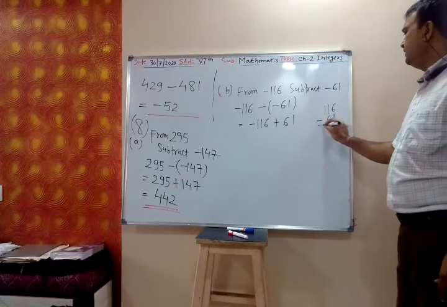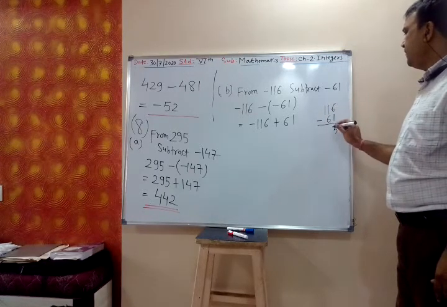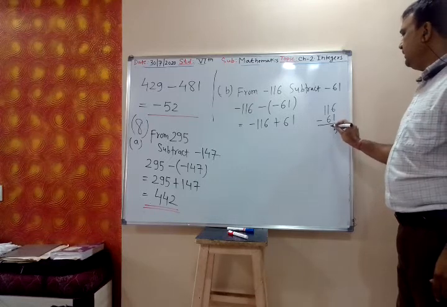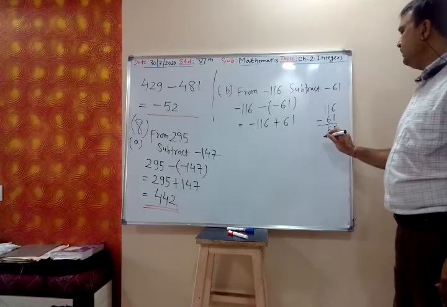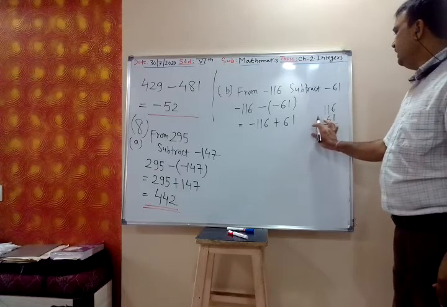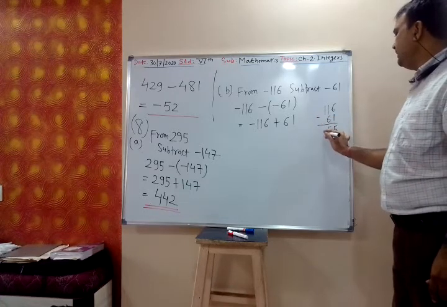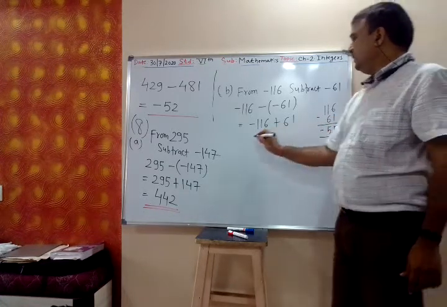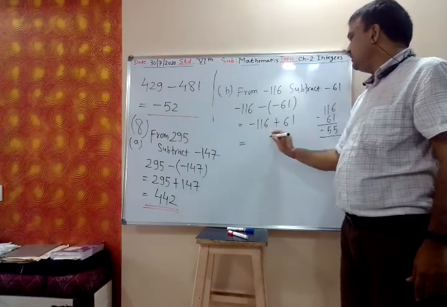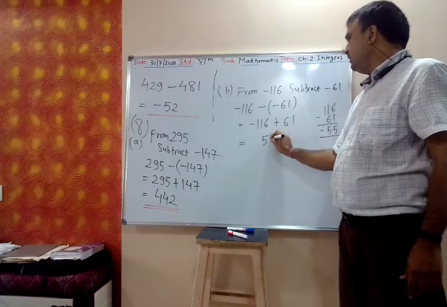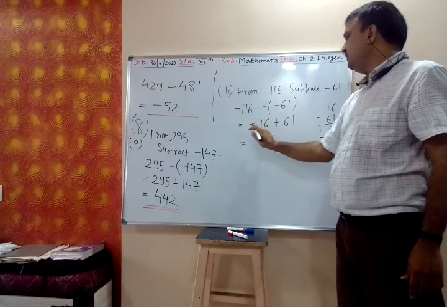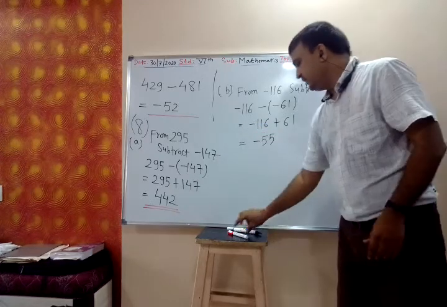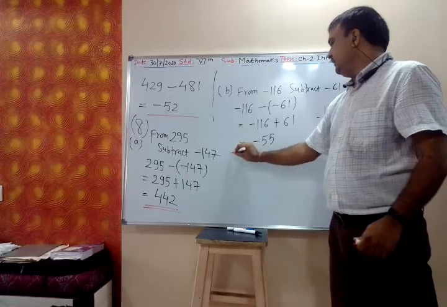61, we have to subtract. 6 minus 1 is 5. Then 11 minus 6 is 5. Answer is minus 55. So 116 minus 61 is 55. Which number is bigger? 116. What is the sign of that? Minus. So the answer is minus 55.